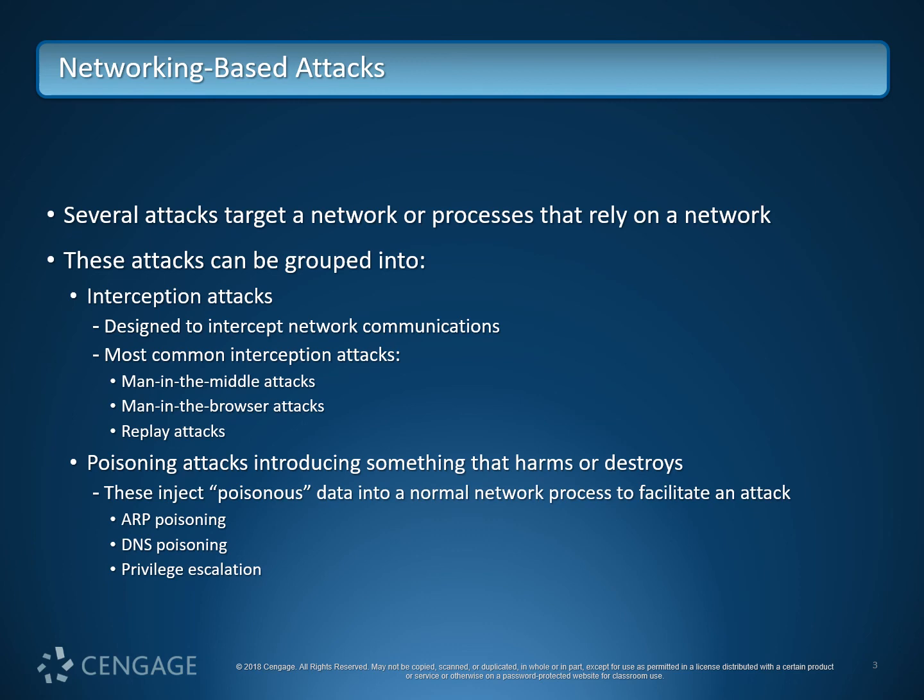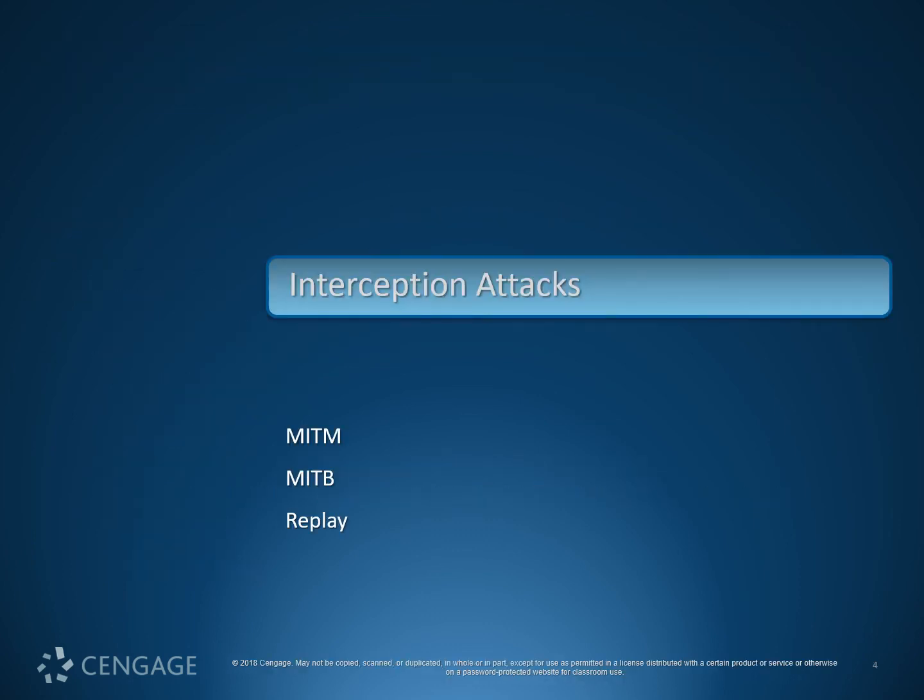Then we have one that's kind of similar in that it's intercepting traffic, but it's usually intercepting it to be able to add extra information, poisonous data that can contaminate normal network traffic. So things like ARP poisoning, DNS poisoning, or privilege escalation. Now let's talk about interception attacks first. As I said, man in the middle, man in the browser, and replay.